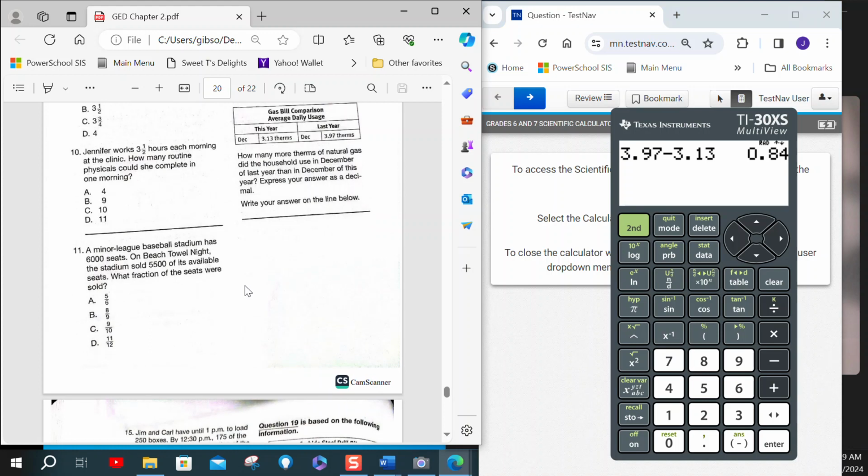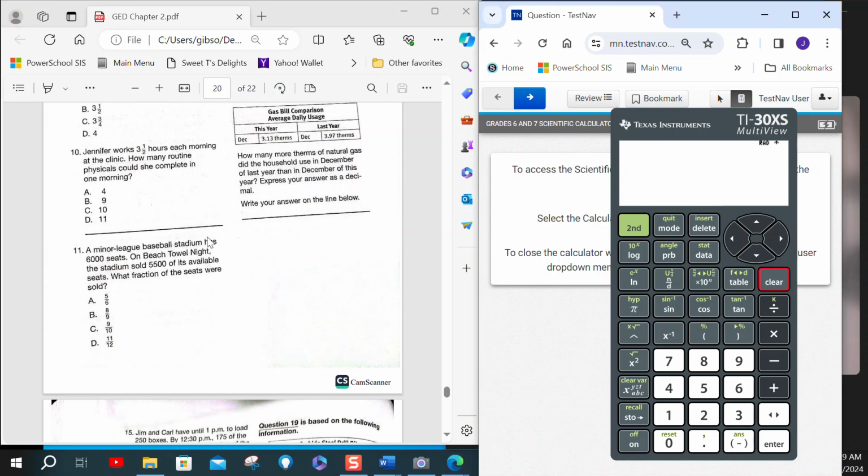Now we look here at problem number 11. It says a minor league baseball stadium has 6,000 seats. On beach towel night, the stadium sold 5,500 of its available seats. What fraction of the seats were sold? So it's 5,500 out of 6,000. Press enter, we get this decimal, so we press second, table, enter. So it's 11/12, which is D.